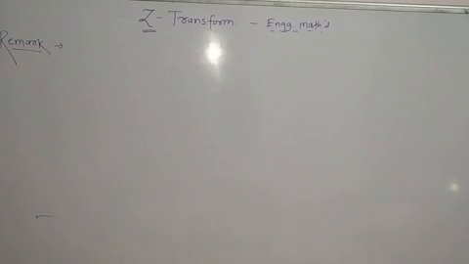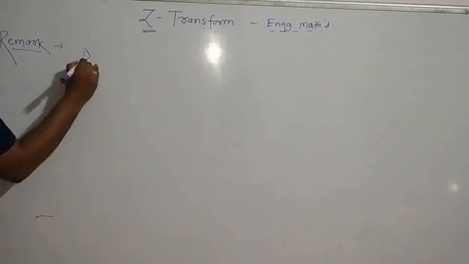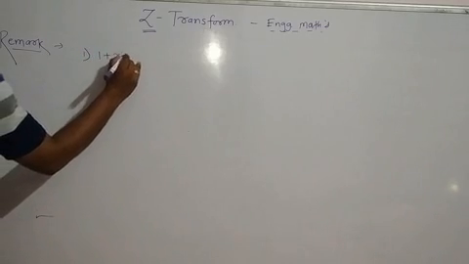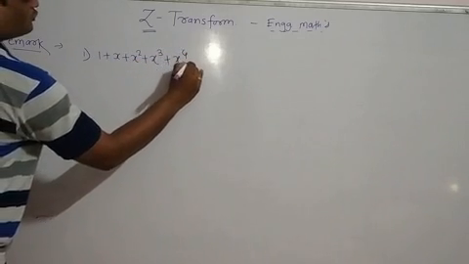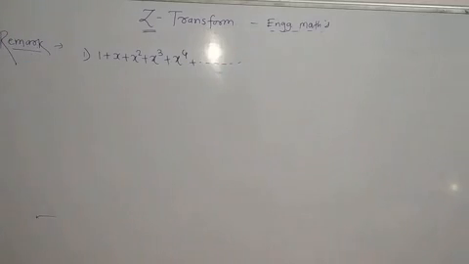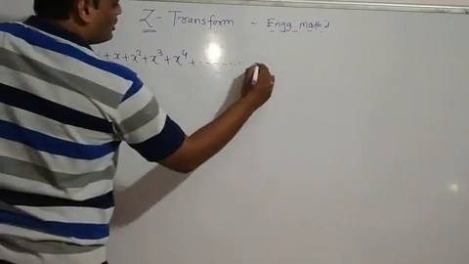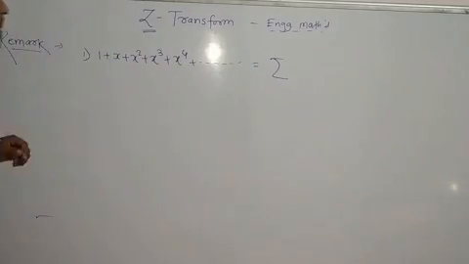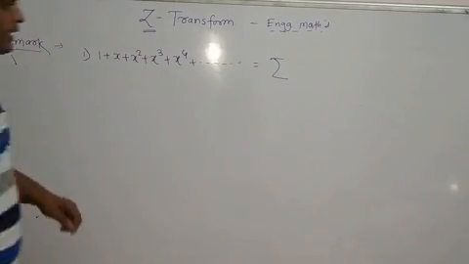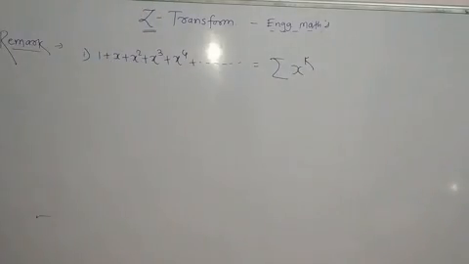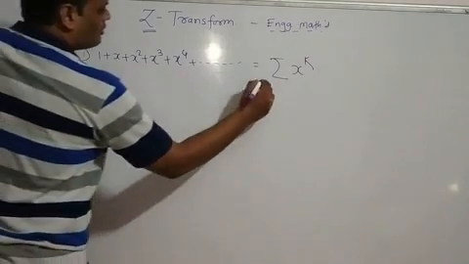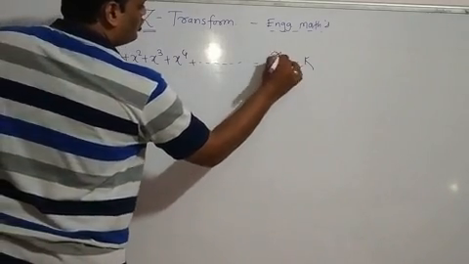Okay, so the first remark is you have a sequence 1 plus x square plus x cube plus x raised to 4 plus dot dot dot. Now it will go up to infinity. It is the summation of x raised to k, right, where k is running from 0 to infinity.